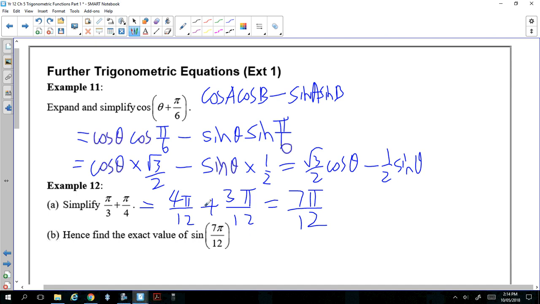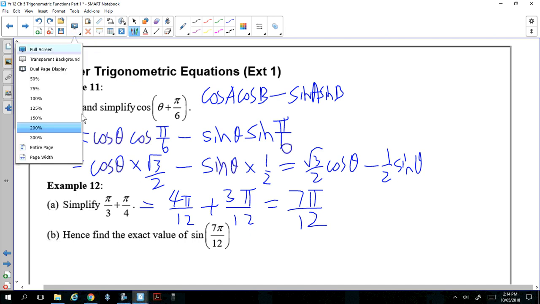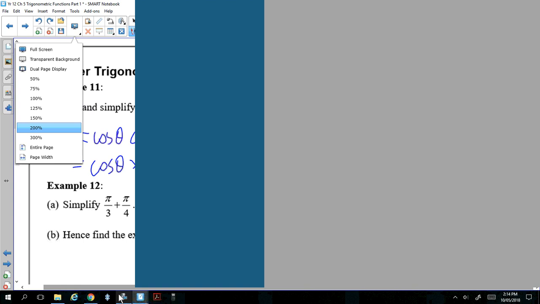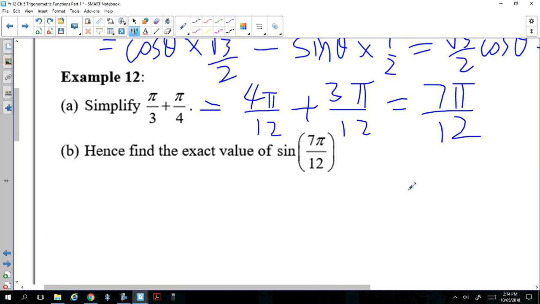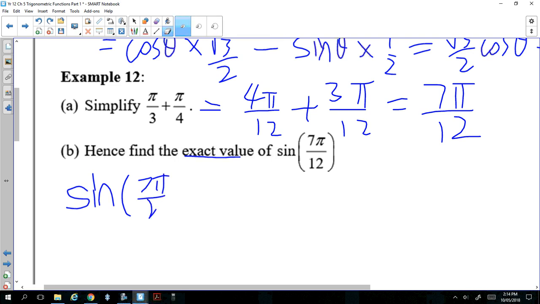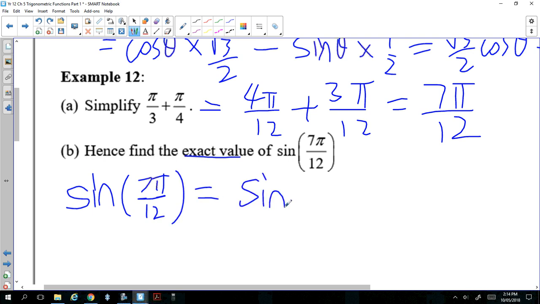Okay, so let's go to this bit. Okay, now how do I use it to do part B? So to work out the sine of this, the exact value, which is 7 pi on 12, what you need to do is to write equal to sine. Now 7 pi on 12 is the sum of these 2 angles, pi on 3 and pi on 4. And these 2 angles, we know their special value. That's why we want to write it in this way.